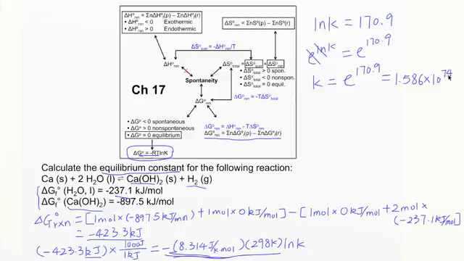It's a huge number, okay? It tells us this reaction is product favored. And sometimes if this value is too big, and if you do the calculation on your computer or on your calculator, it will give you an error message. So in that case, it's okay if you stay right here.